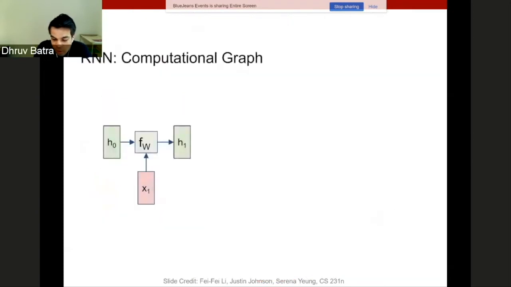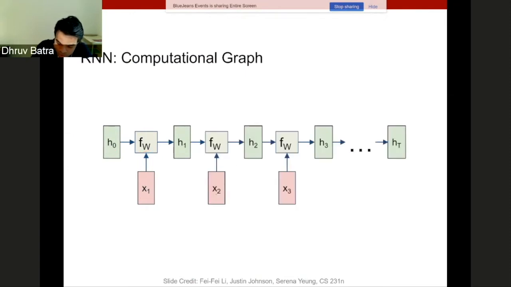Okay, so let's unroll this out as a computational graph so that we can be a bit more explicit. There is an F sub W, there is an X1, there's an H0, and this is what people were asking questions about. Typically, this is set to a 0 vector. There is an H1, and we keep unrolling this out. So there's an X2, there's an X3, and so on. This goes out to HT.